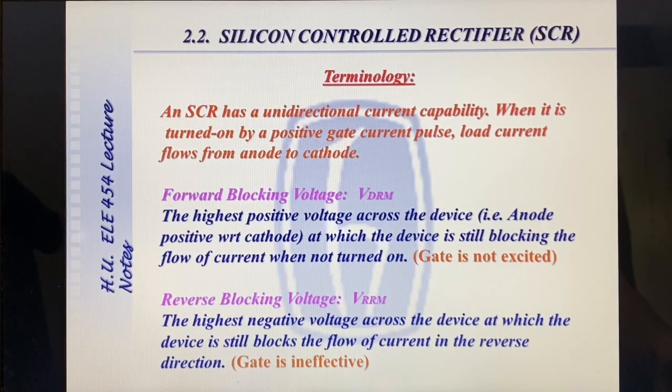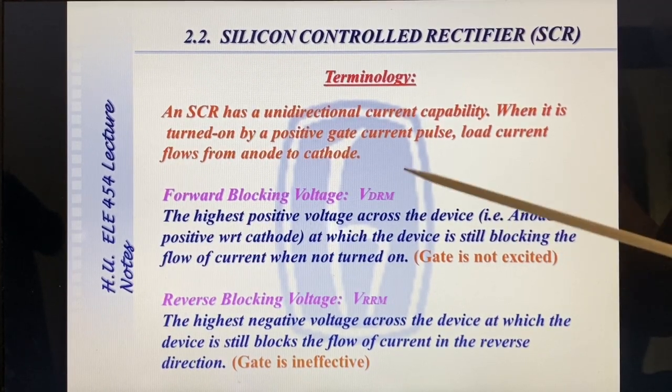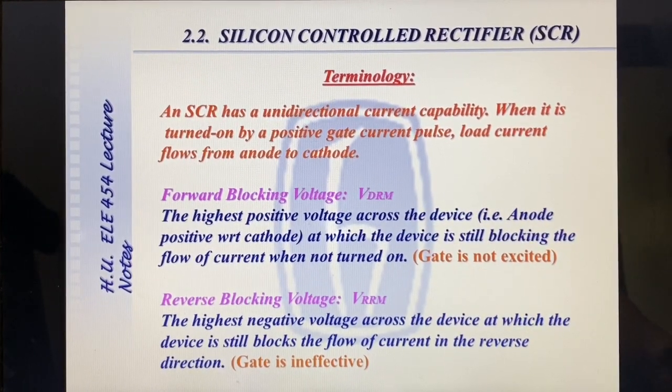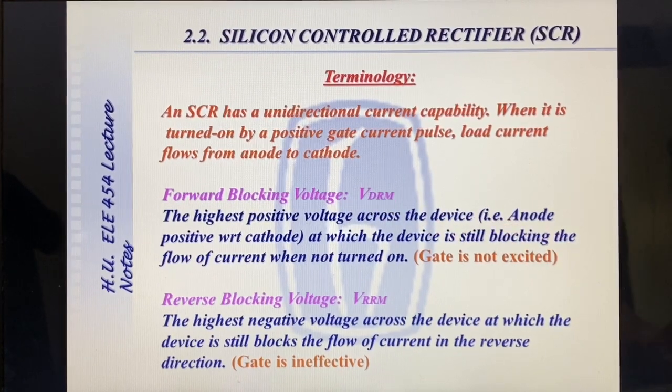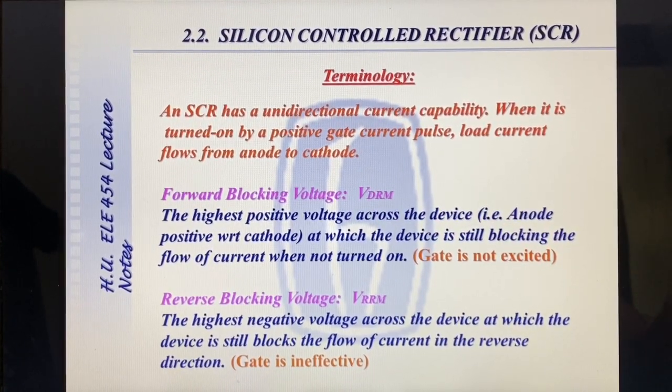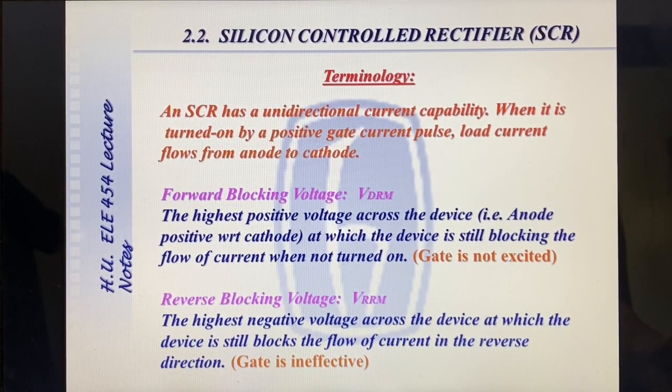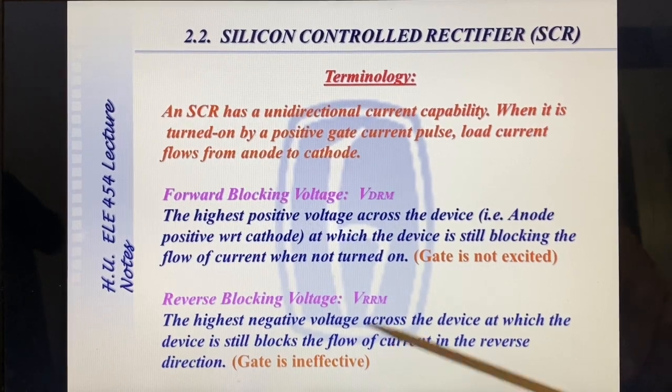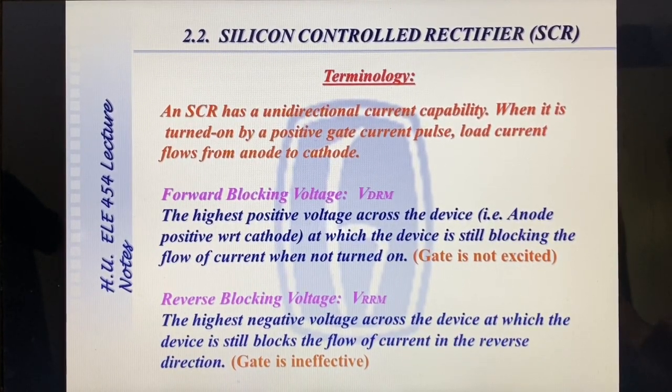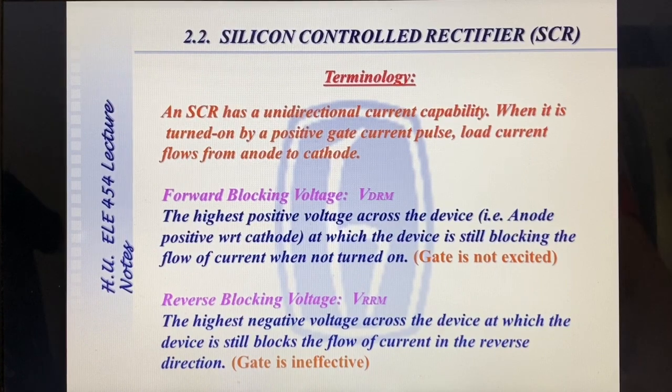The forward blocking voltage and reverse blocking voltage are important quantities. The highest positive voltage across the device, at which the device will still block the flow of current when not turned on without gate excitation, is called VDRM, the maximum repetitive voltage applied in the forward polarity between anode and cathode. The reverse blocking voltage is the highest negative voltage across the device, at which the device still blocks the flow of current in the reverse direction without breakdown. Here gate is ineffective, of course.